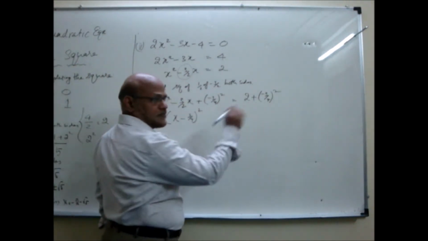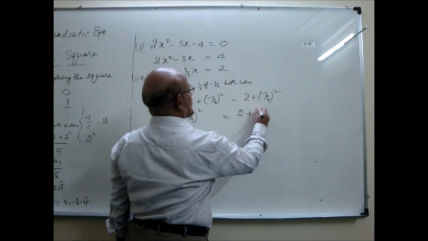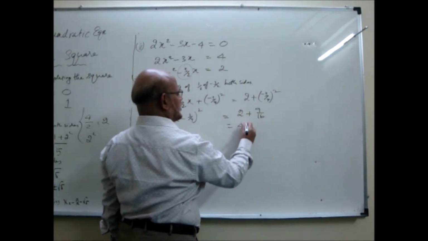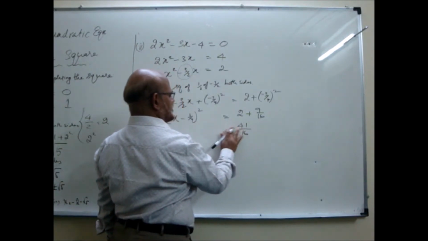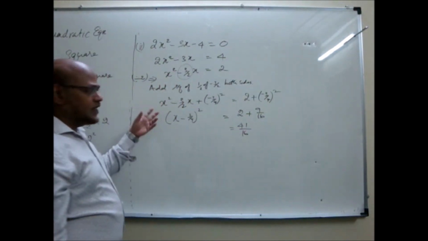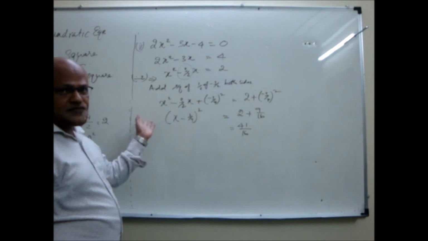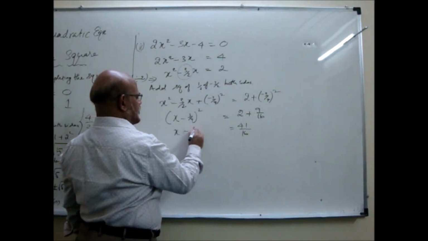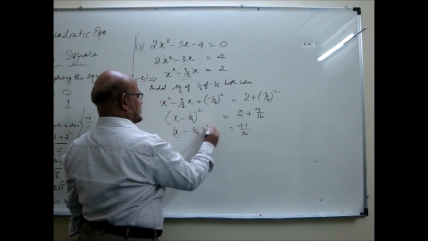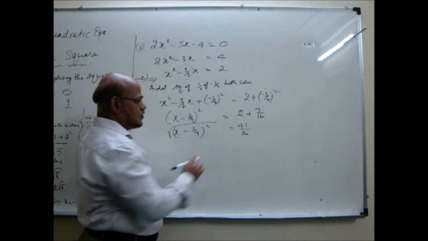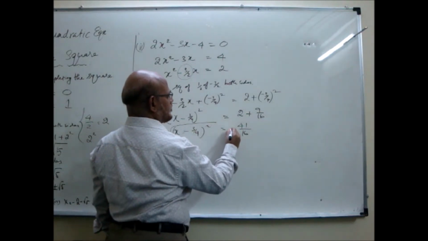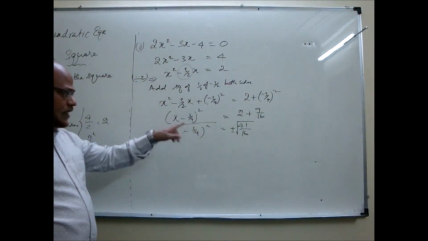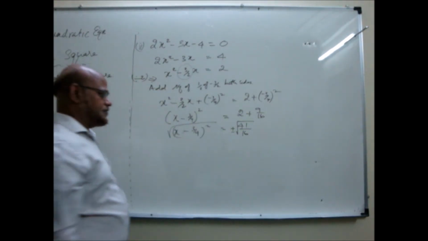So on the other side you have to simplify only. This is becoming 9 by 16. Take LCM, we have 32, 41 by 16. As I told you earlier, I need x. So take the square root on both sides. Right here I take the square root. On the other side, when I take the square root, it is plus or minus the square root of this. When you take the square root, write plus or minus.